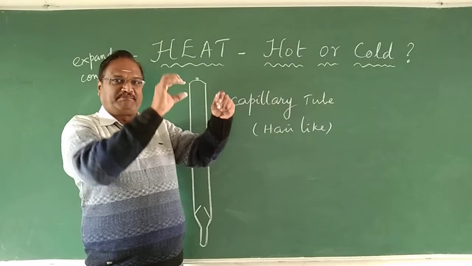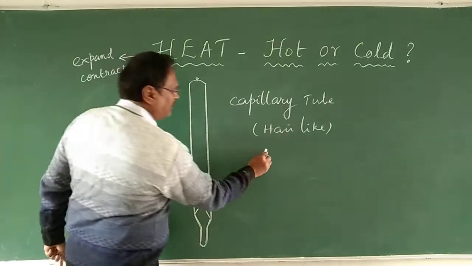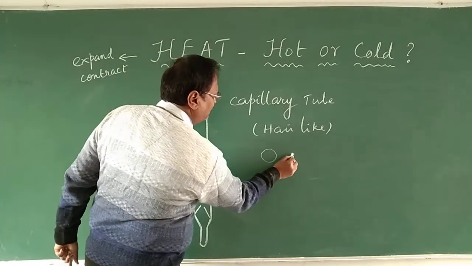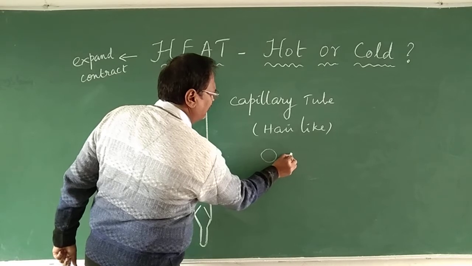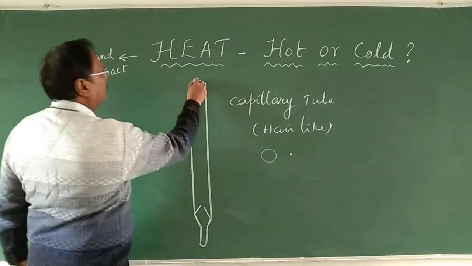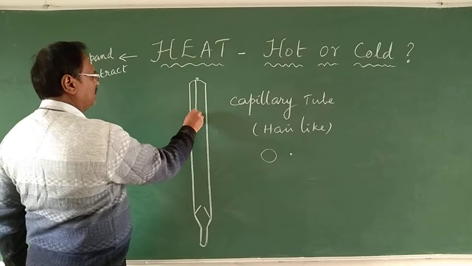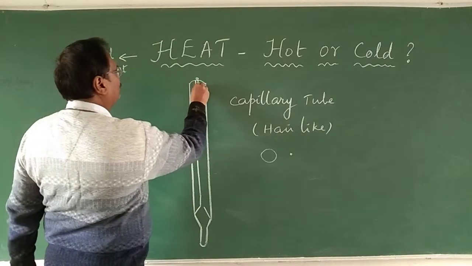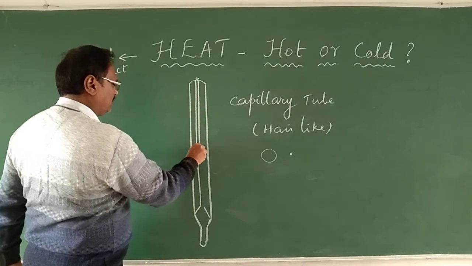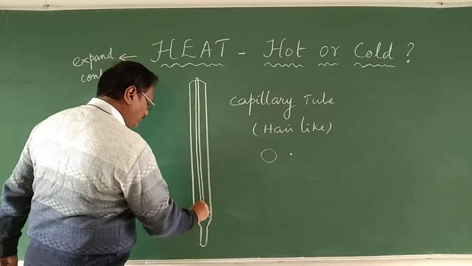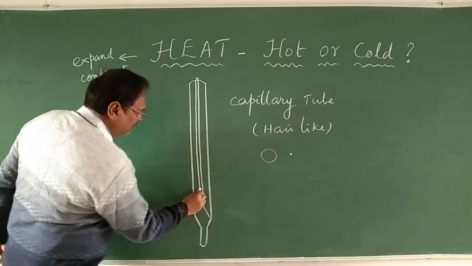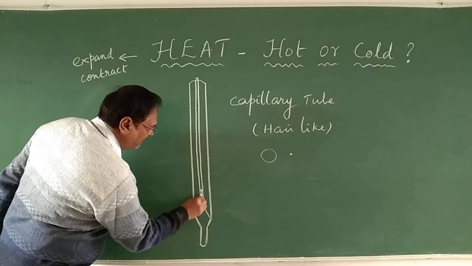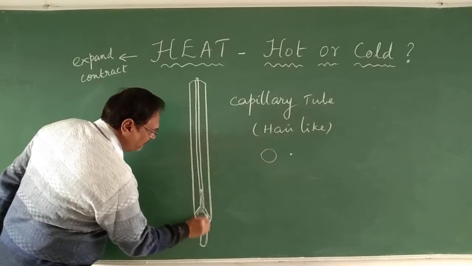It will be just like a hair-like thin tube. It will not have a big area of cross section. It will be very thin, like a hair. So I am going to draw the capillary tube. Now, the thin tube has an outer case, right? And I am going to have mercury inside, and the bulb is there.